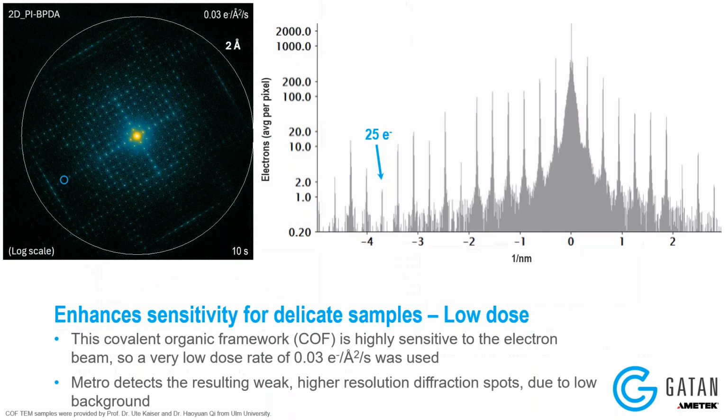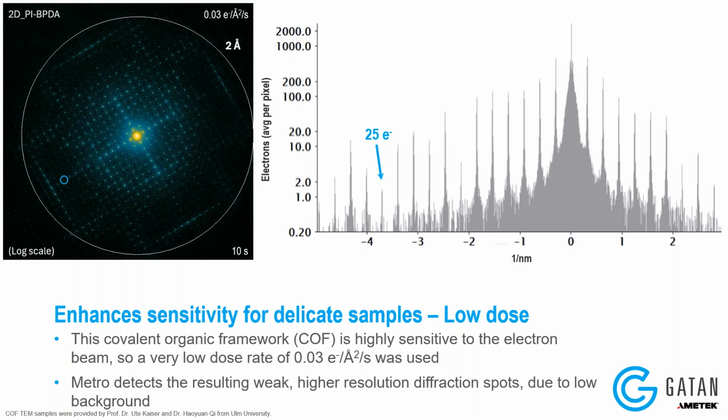So this enables us to work with very delicate samples, right? We can use a low dose rate on the sample, and we can detect very small diffraction peaks with the camera. This example here is a covalent organic framework, a COF, or also you could call this a 2D polymer that's highly sensitive to the electron beam. And so a very low dose rate was used here. But Metro still detects the weak, high resolution diffraction spots here because we have such a low background.